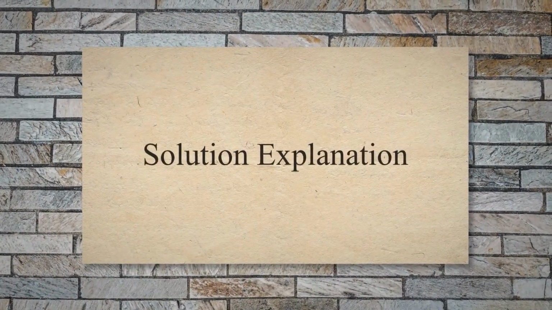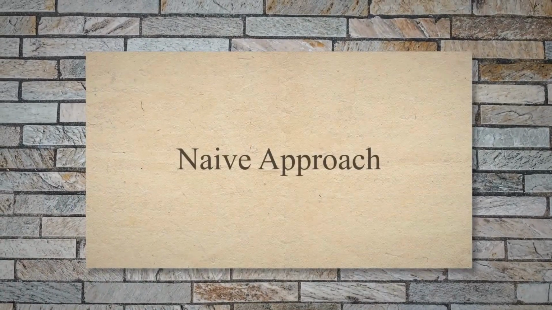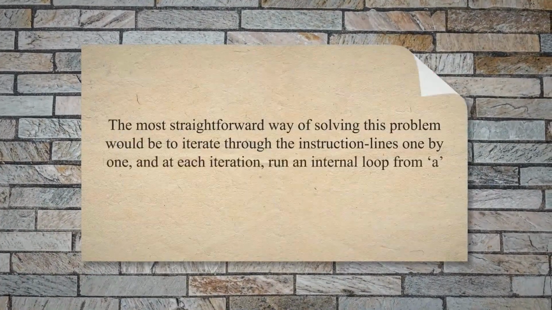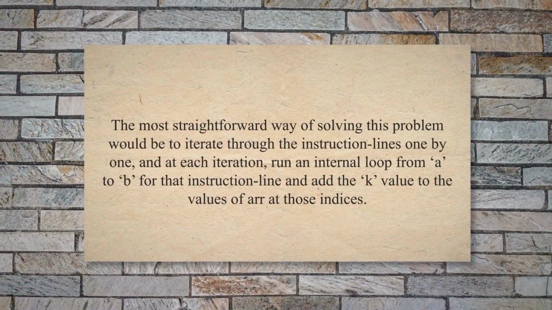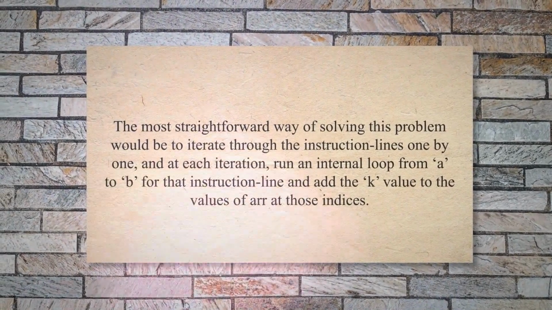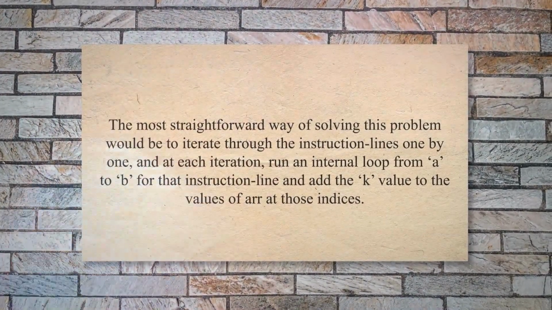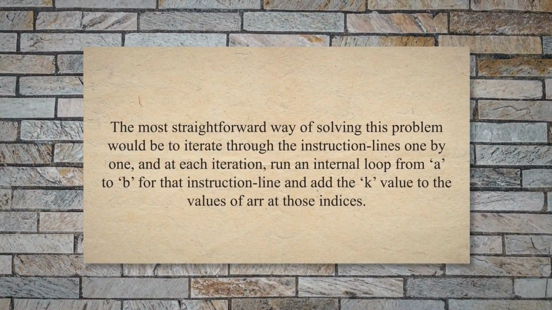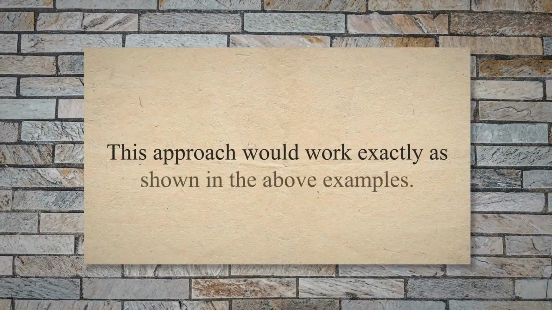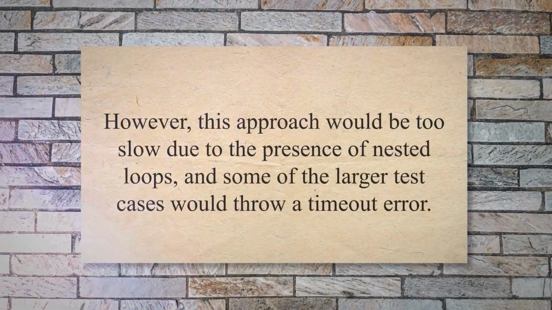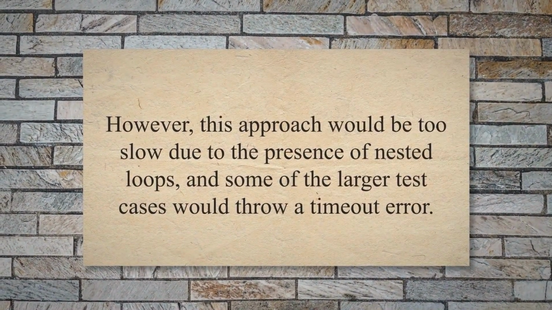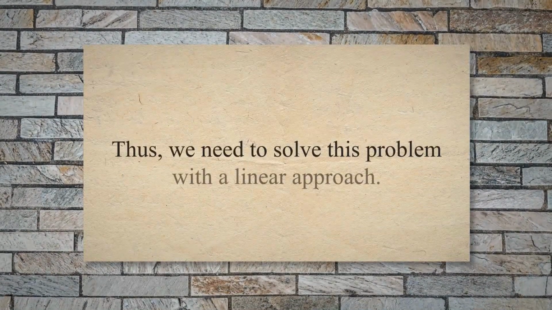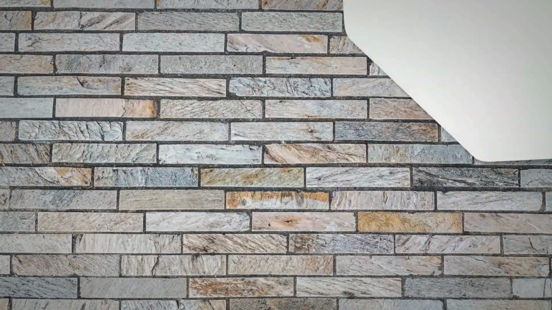Solution explanation. Naive approach. The most straightforward way of solving this problem would be to iterate through the instruction lines one by one, and at each iteration, run an internal loop from A to B for that instruction line, and add the K value to the values of R at those indices. This approach would work exactly as shown in the above examples. However, this approach would be too slow due to the presence of nested loops, and some of the larger test cases would throw a timeout error. Thus, we need to solve this problem with a linear approach.